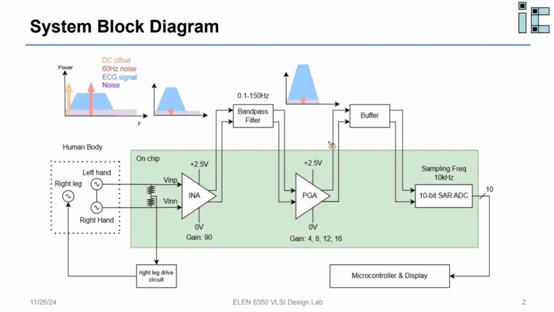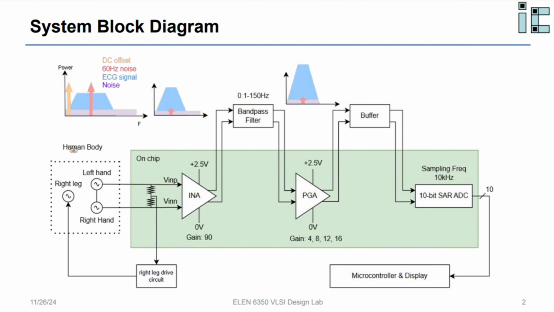The ECG input signal is from the human body, shown in blue in this spectrum figure. There is also some noise, especially 60 Hz interference, the red one. The ECG signal is so small, about 1 mV, and hard to detect. So we need to amplify the differential ECG signal and reject common mode noise.